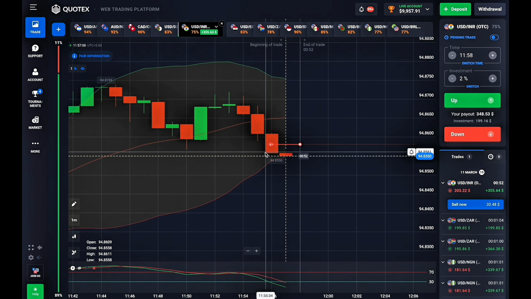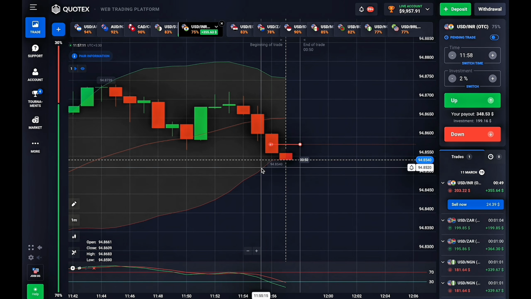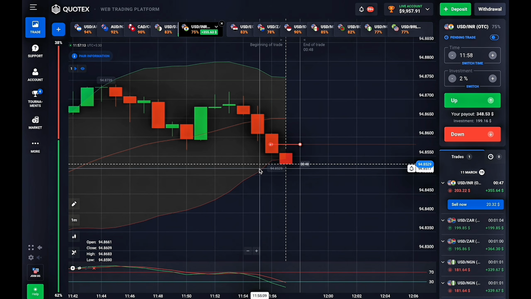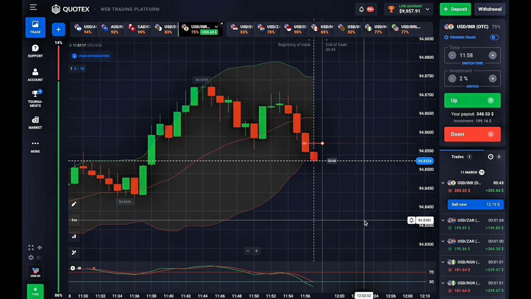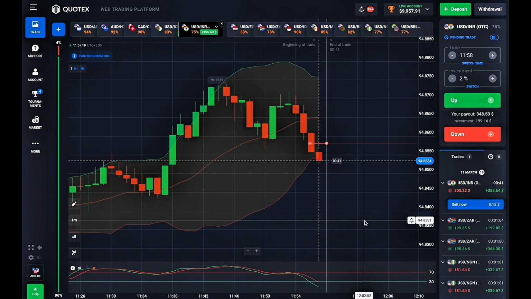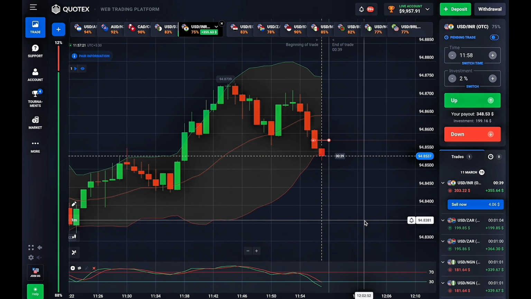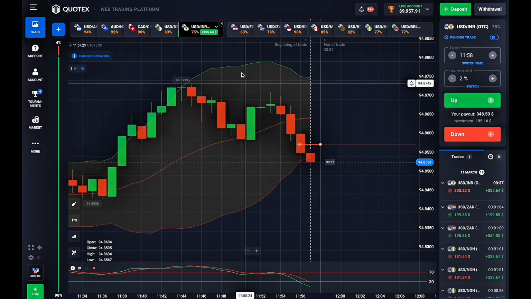Here I have already taken my put entry. Yes, I am a little bit late because the candle did not go up as I expected. However, because of these three confirmations, I have placed my put entry and this should be a winning trade. So let's see how this candle reacts and I will place my next trade accordingly.